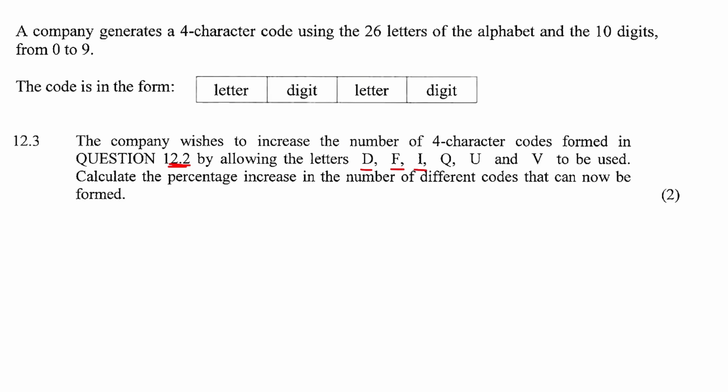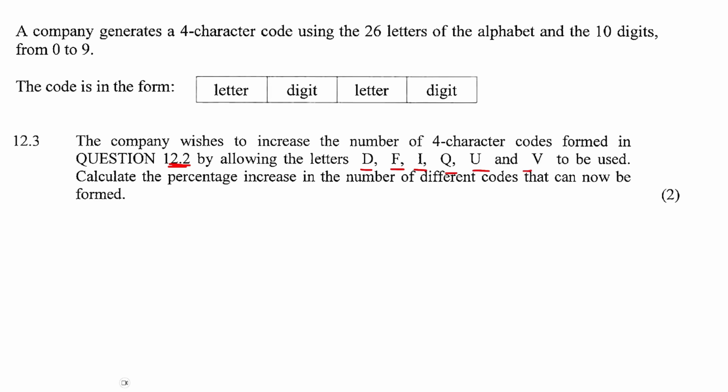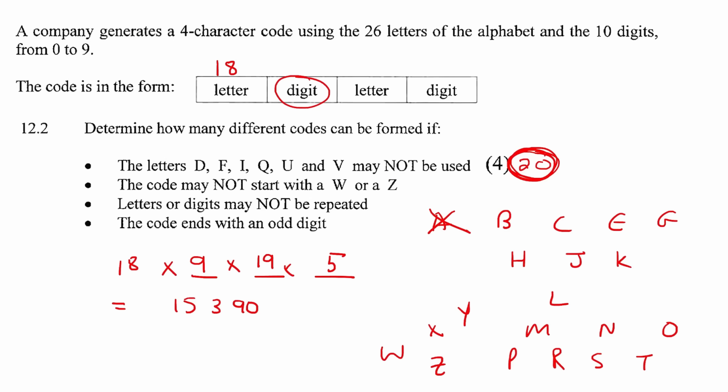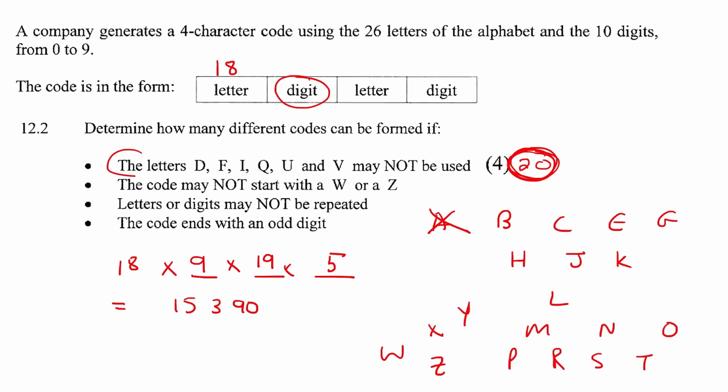This one now says the company wishes to increase the number of 4-character codes formed in question 12.2 by allowing these 6 letters to be used. Remember in the previous one, those letters were not allowed to be used. Well, now they are allowed to be used. So calculate the percentage increase in the number of different codes that can now be formed. Okay, so we will assume that all of the other restrictions are still in place. So here are the restrictions that we still had from the previous question. The only thing that's changed is that we are now allowed to use these letters.